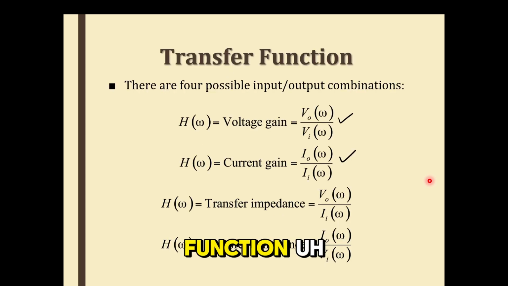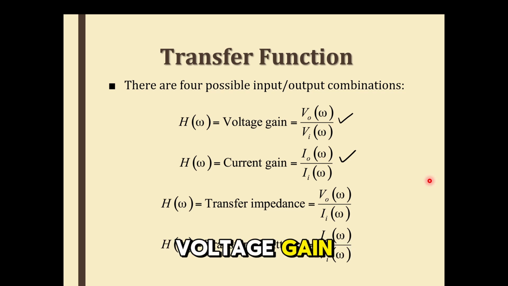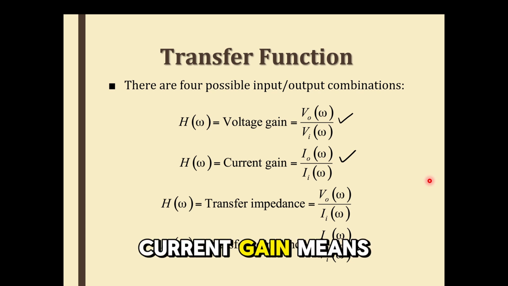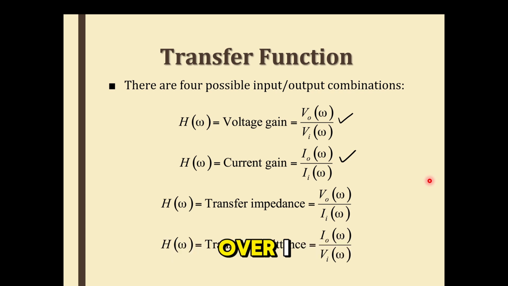So the transfer function, the main possible functions are voltage gain and current gain. Voltage gain means output voltage over input voltage. Current gain means output current over input current, transfer impedance is V over I, and transfer admittance is I output over V input.